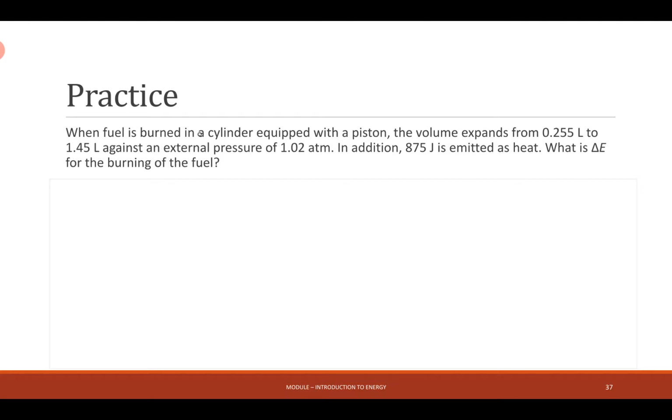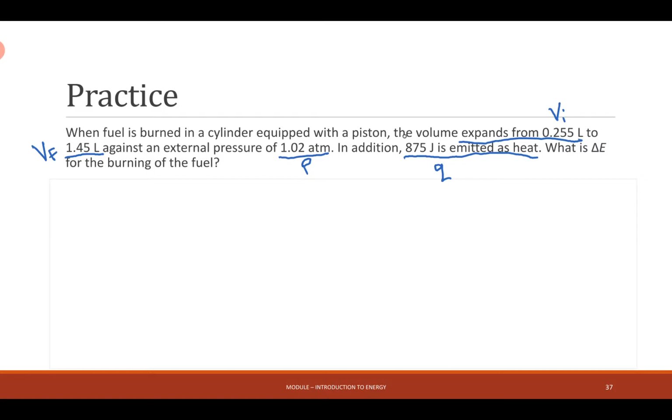It says when fuel is burned in a cylinder equipped with a piston, the volume expands from this, that's our V initial, to this 1.45, which is V final, against an external pressure of this, is your P. In addition, 587 joules is emitted as heat. So that is our Q value. What is delta E for the burning fuel?